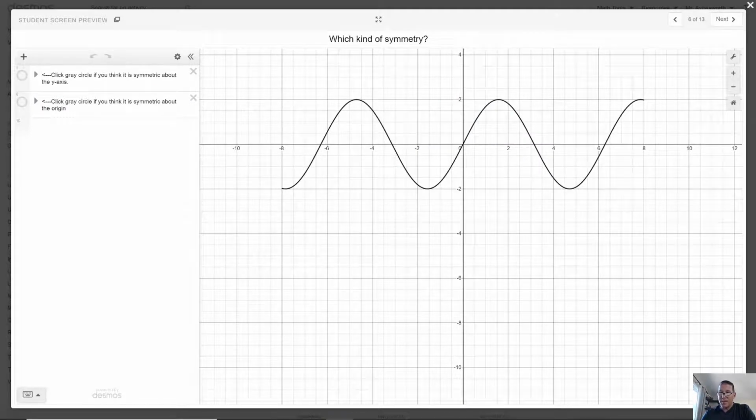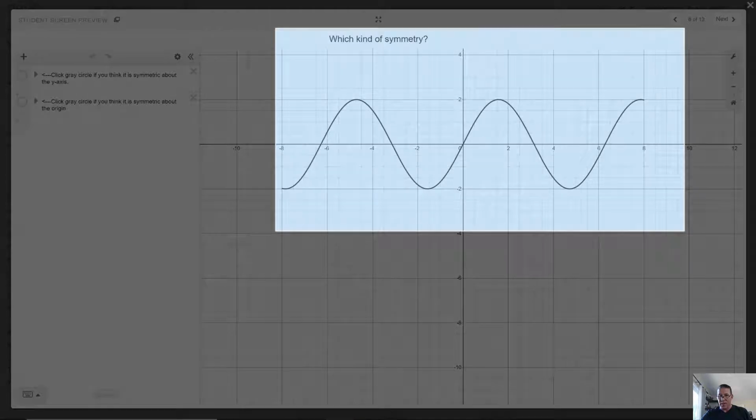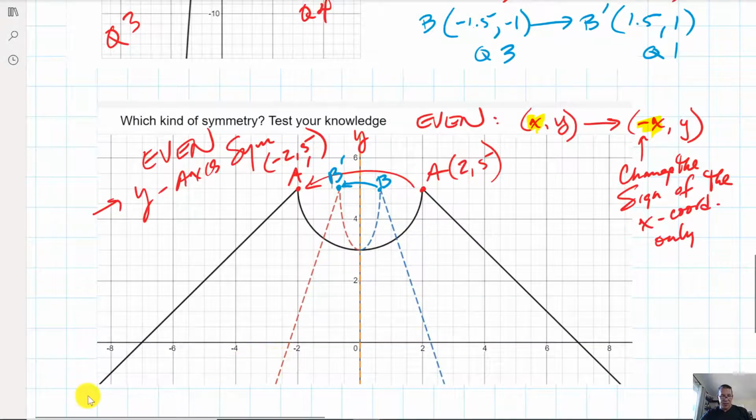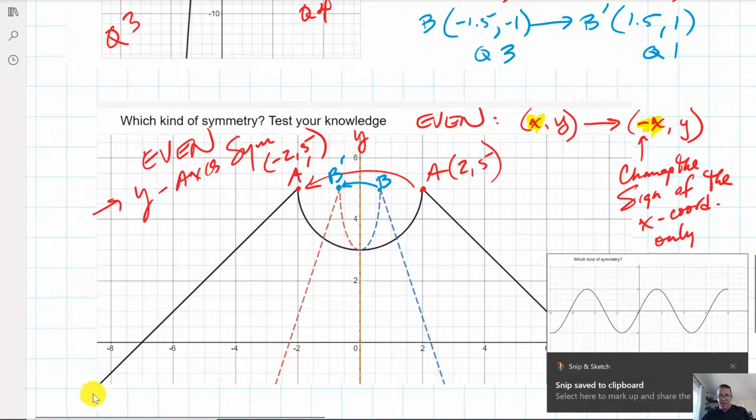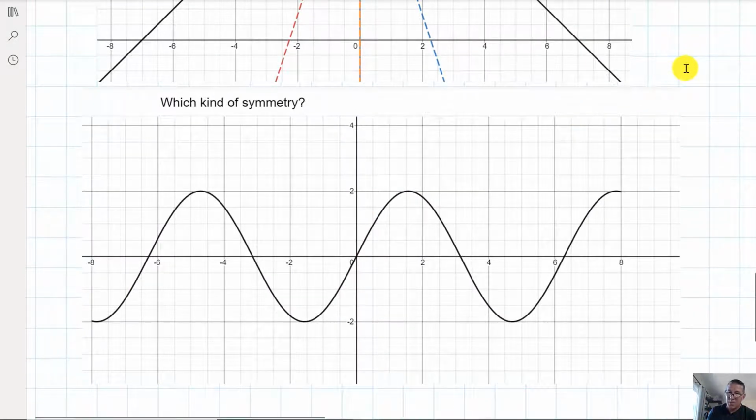So does this have y-axis symmetry? Well, let's take a look. Let's just grab this function right here and take a peek at it and analyze it. To analyze it, you just pick a point on it. So let's pick this high point right here, this relative max. So this point right here, A.